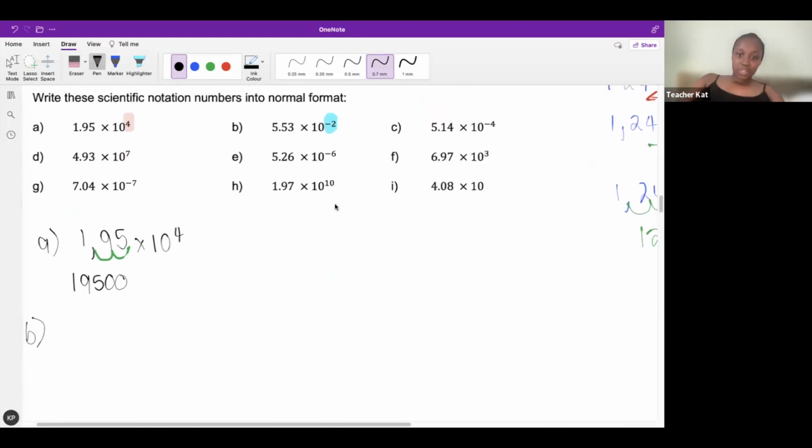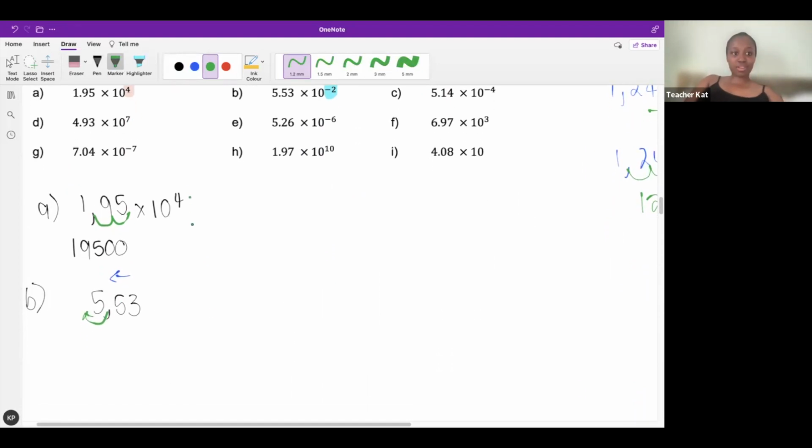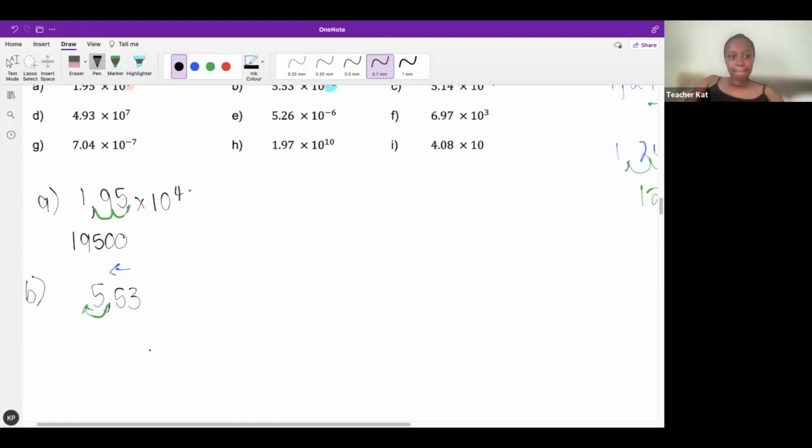Do you see? So I am starting with 5, 5, 3, and I am moving that way. Okay? So I only have space to move once. So what do I have to add before that 5? A 0. So it's 0, 5, 5, 3. And the comma is there.